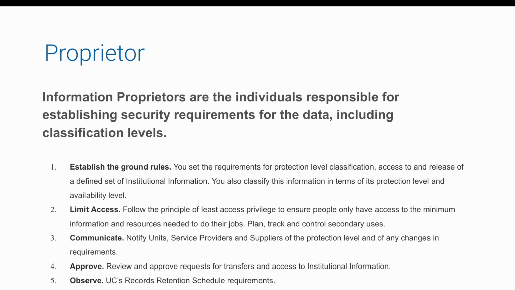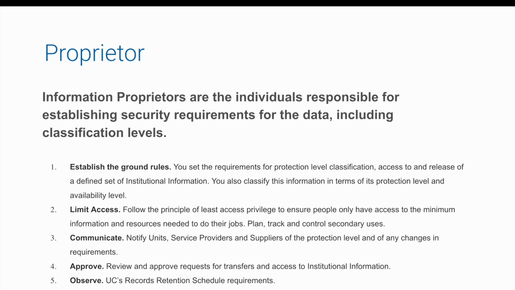Proprietors may need to follow regulation, monitor agreements and contracts, and understand recent court or regulatory rulings to understand your obligations. Your fourth key action is to approve. Review and approve requests for transfers and access to institutional information. Remember to take a risk-based approach to decision-making, operating by the principle of least access privilege to ensure people only get access to the minimum amount of information and/or resources needed to do their jobs.